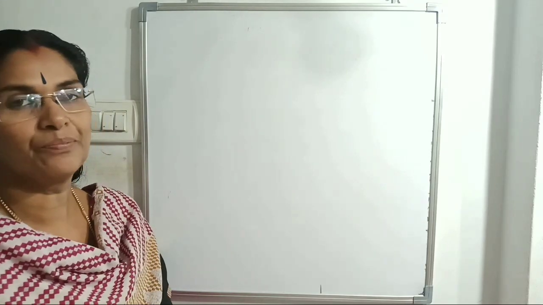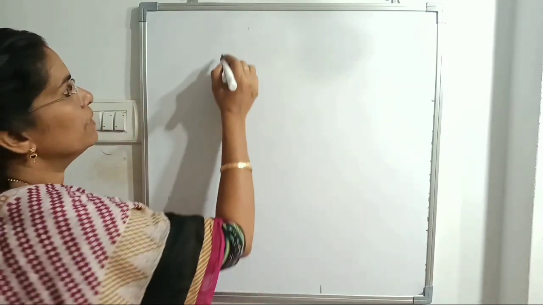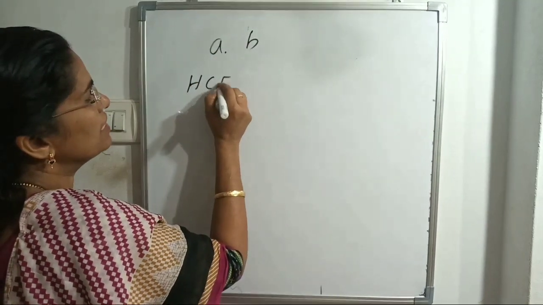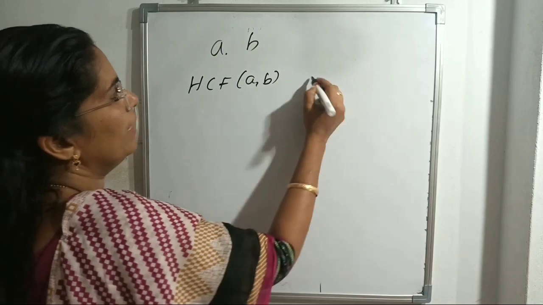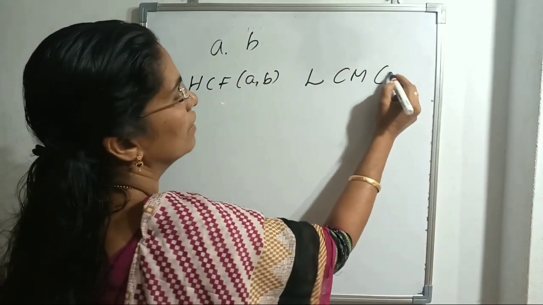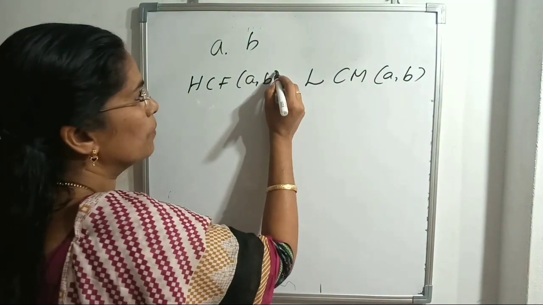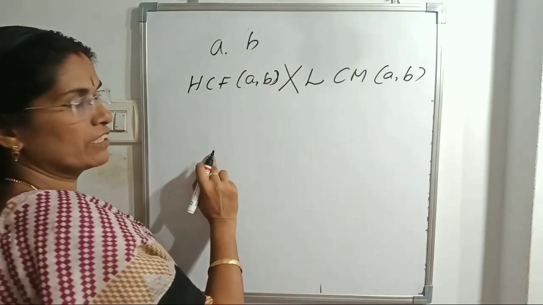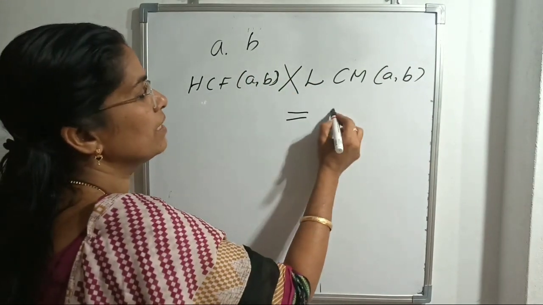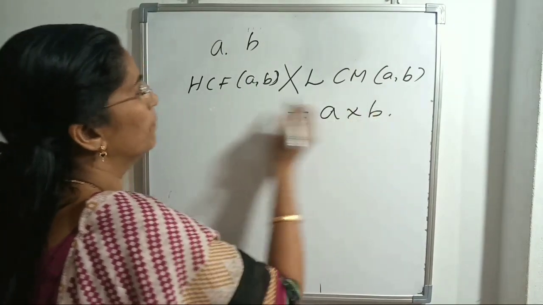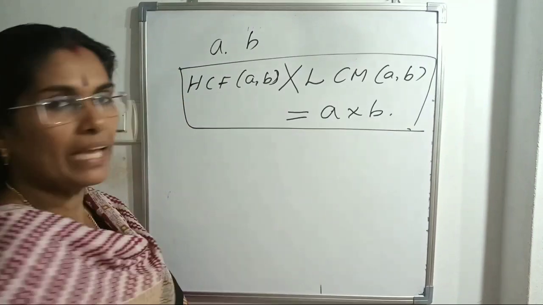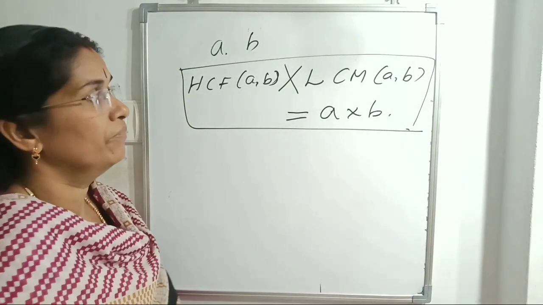That is, given two numbers A and B, its HCF we are writing like this, HCF of A, B and LCM of A, B. Suppose HCF and LCM we are finding, its product is the same as the product of the given numbers. HCF into LCM of A, B is equal to A into B. Why we are applying this?